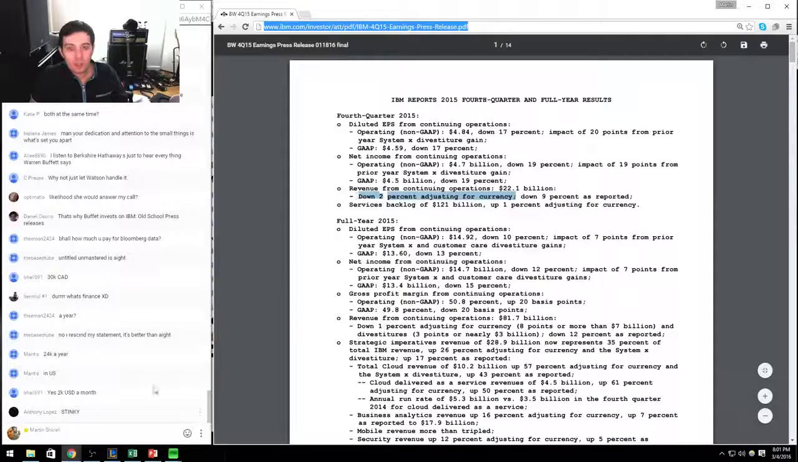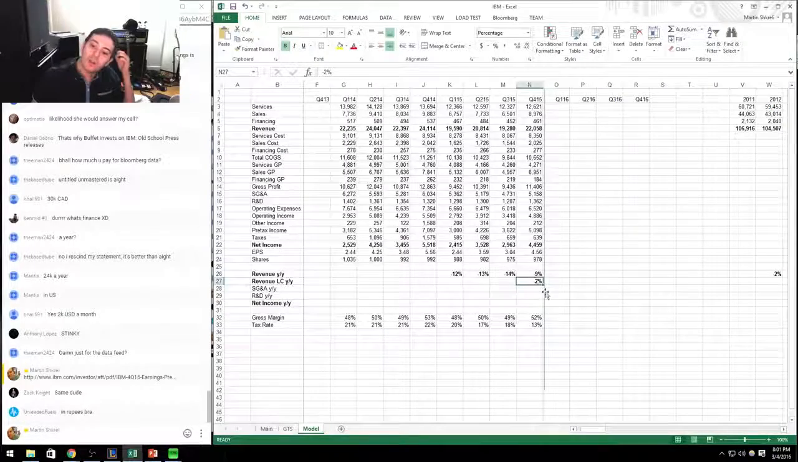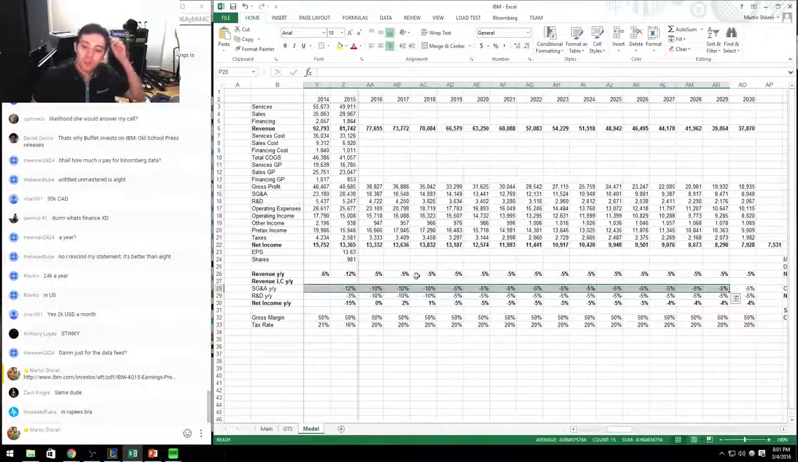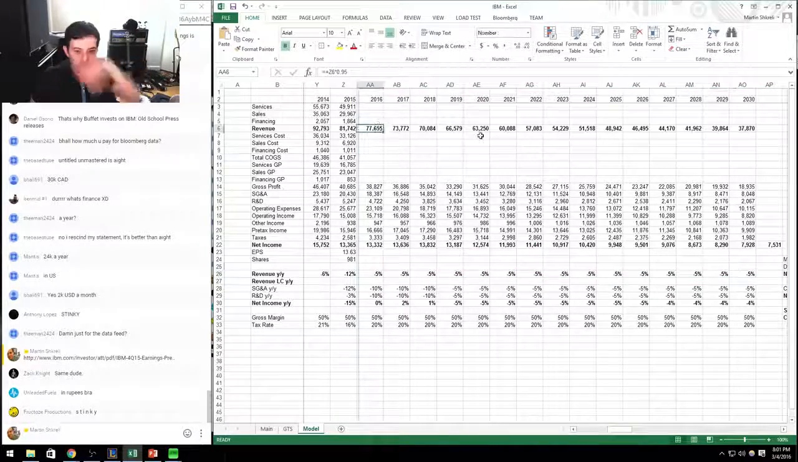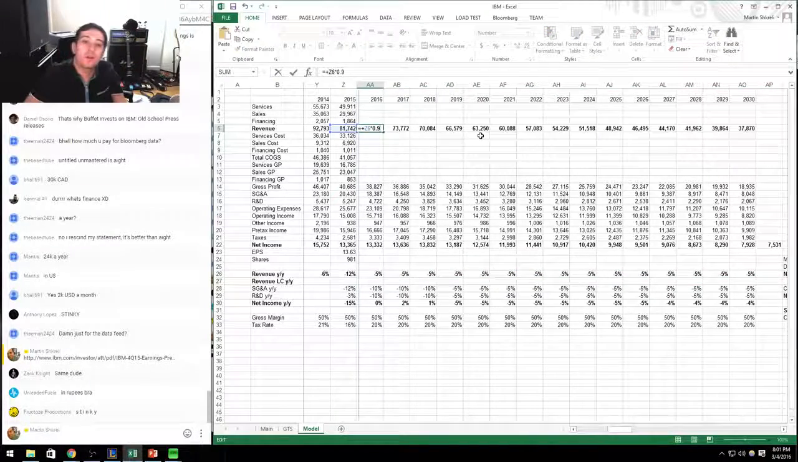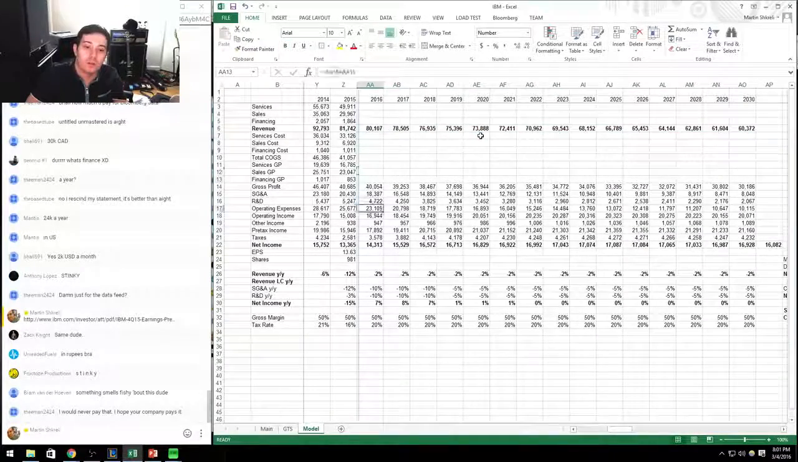I'll make sure you guys are reading what I'm reading. They only dropped by 2%. And that means our forecast for the future is maybe too aggressive. We think they're going to drop by 5% a year, but maybe they're only going to drop by 2% a year. Let's see what happens if we pump that in. 0.98. And they cut their costs by 2% as well.